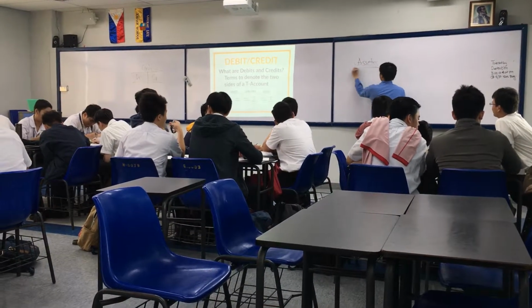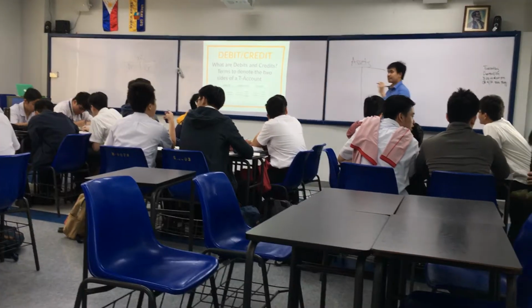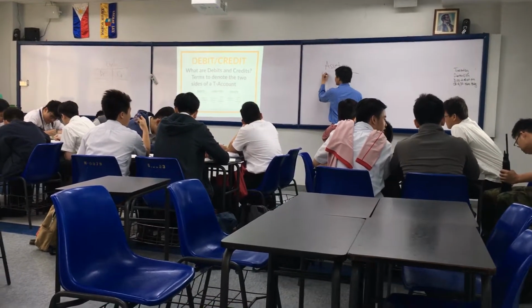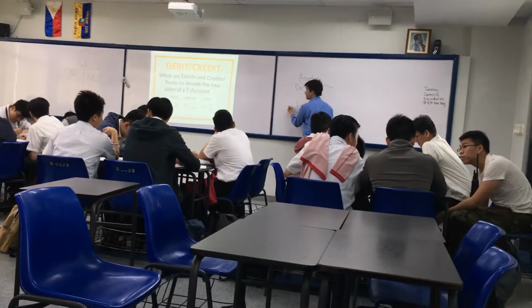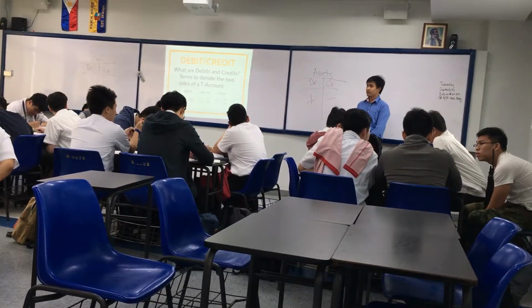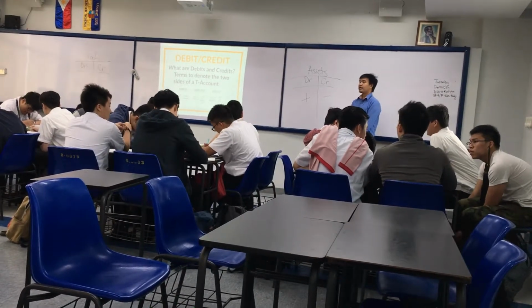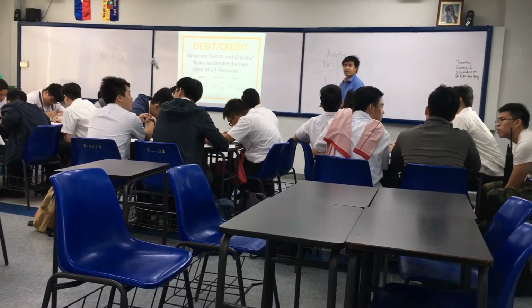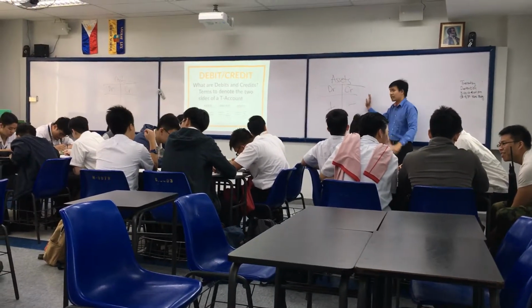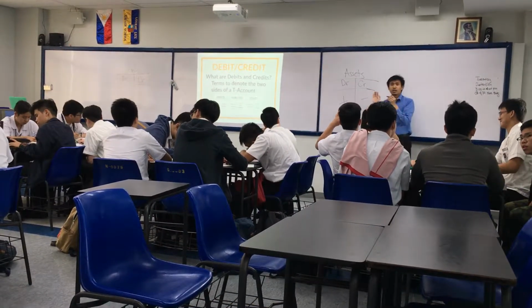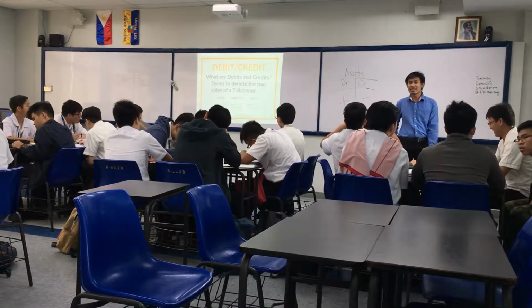When you're dealing with assets, you debit it if there's an increase. You credit it if there's a decrease in assets. So if there's an increase in cash, you debit it. If there's a decrease in cash, you credit it.